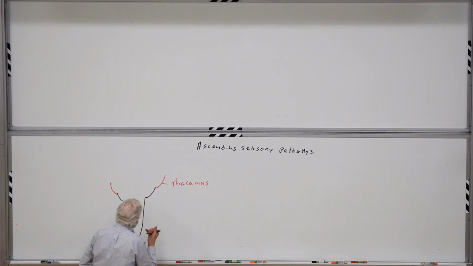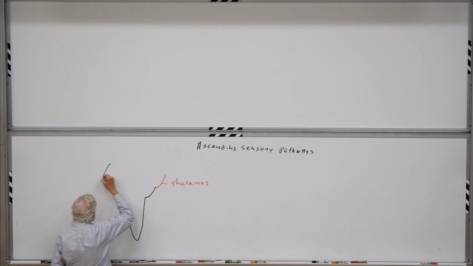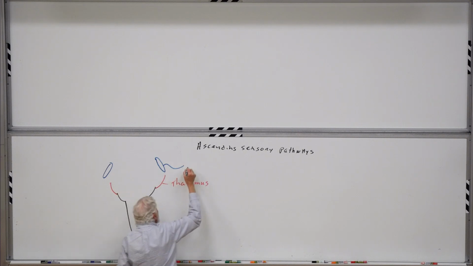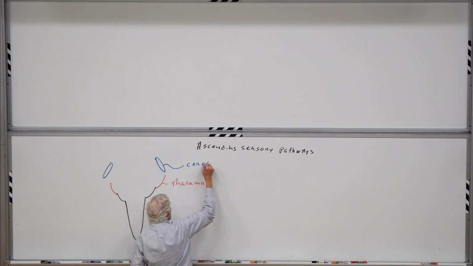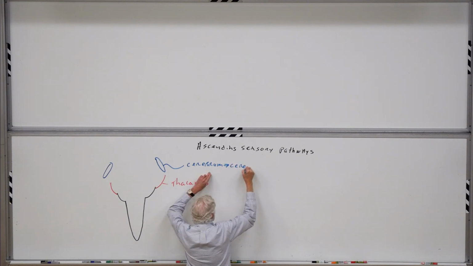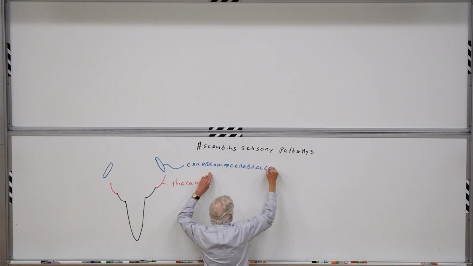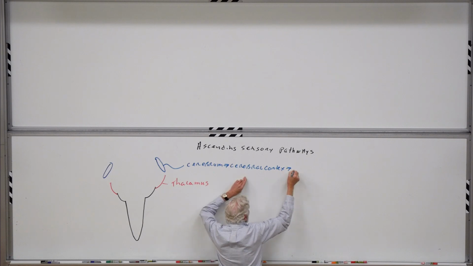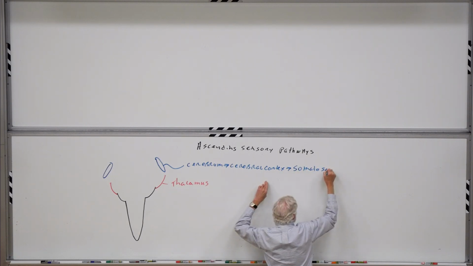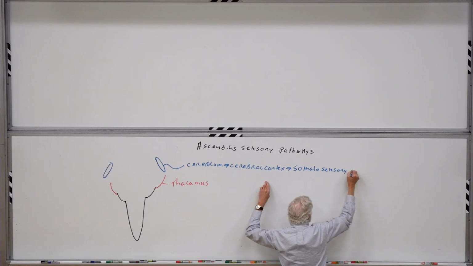And above the thalamus, we drew in these blue ovals, and we labeled these blue ovals as the cerebrum, but more specifically, the cerebral cortex. And more specifically than that, the so-called somatosensory cortex.